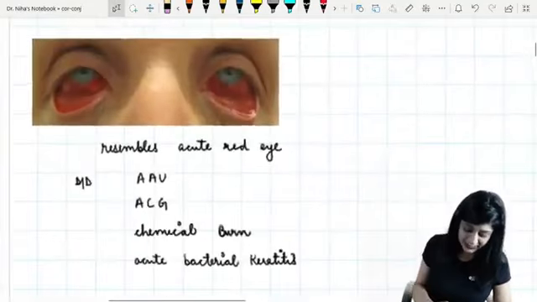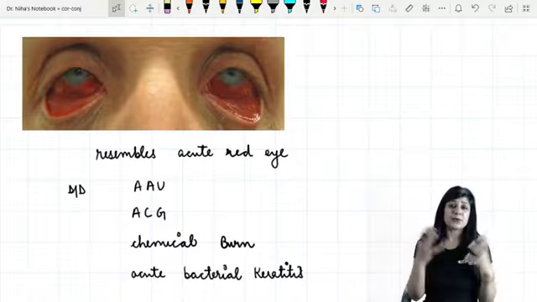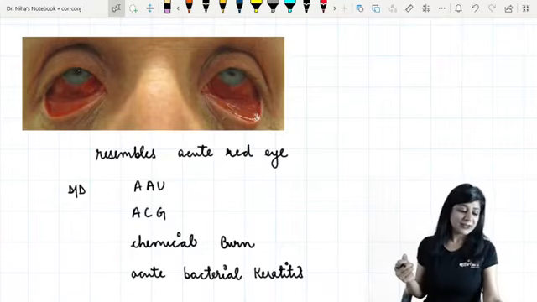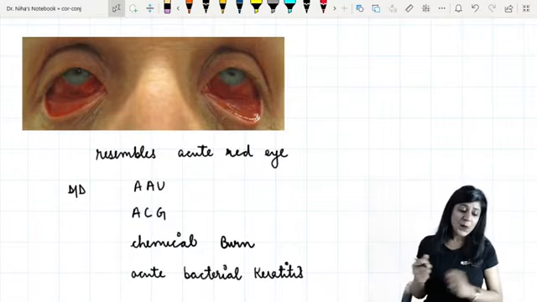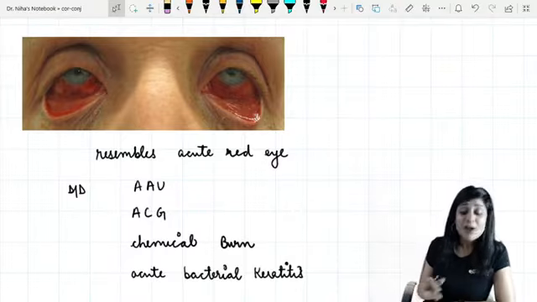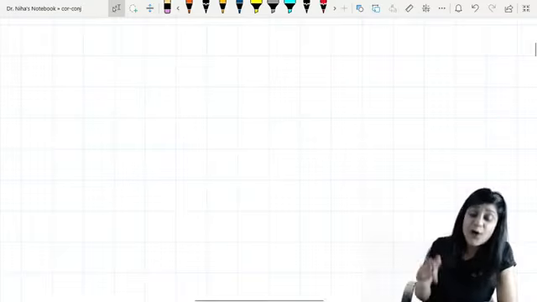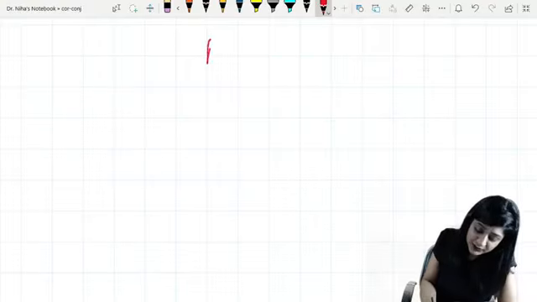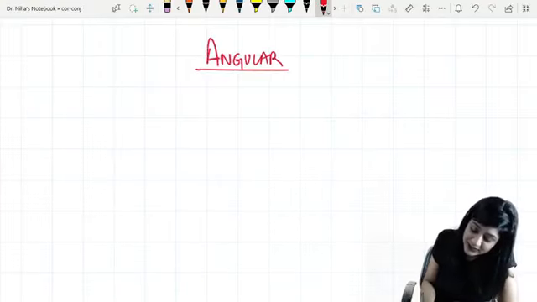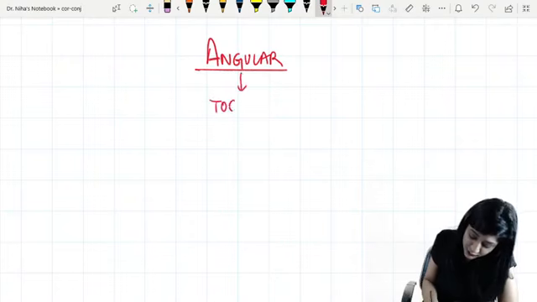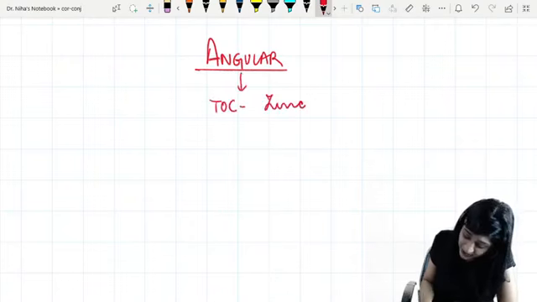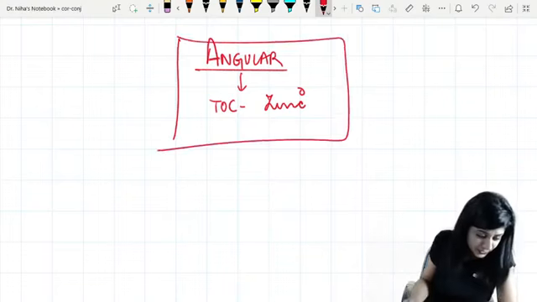Okay, now see this, a furry appearance. Furry red eye. No, topical antibiotics are not the treatment of choice. So always remember, guys, for the angular conjunctivitis, the treatment of choice is zinc. Always remember, very, very important question.